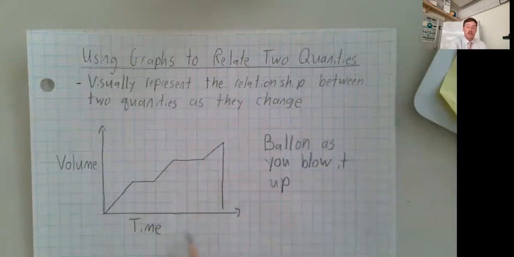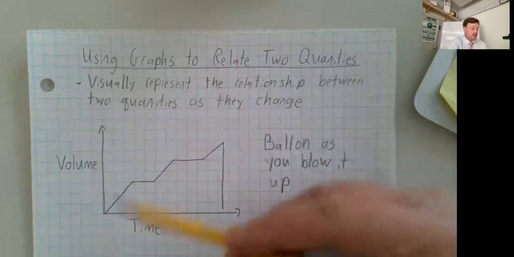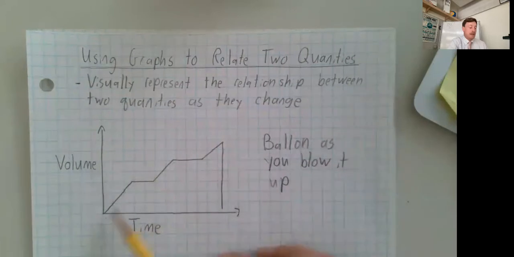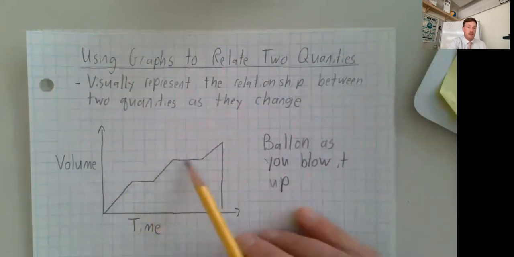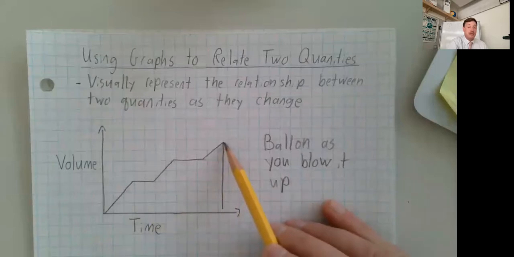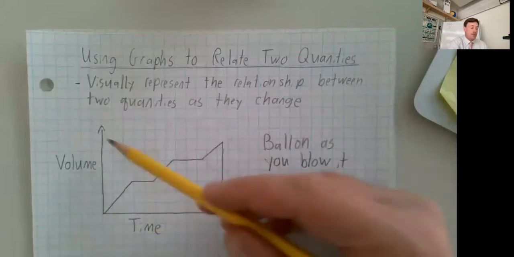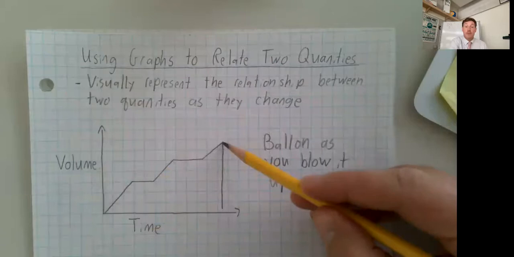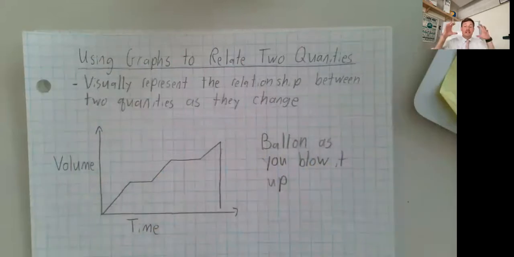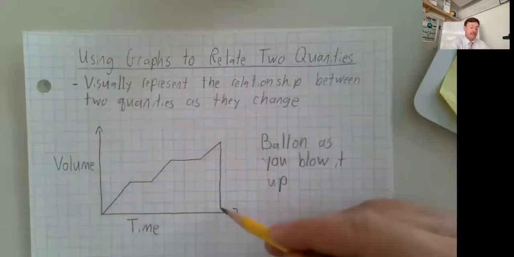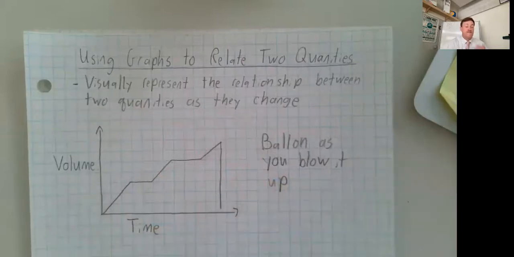So time continues to go forward, obviously, but the volume of the balloon increases, stays the same, increases, stays the same, increases, and then something happens. It goes all the way down. I'm following the volume on my y-axis. This could be the moment where the balloon actually pops and all the air is let out, decreasing the volume super rapidly down to zero. So here's our first example of relating two quantities and seeing how they change and the relationship that they have with each other.